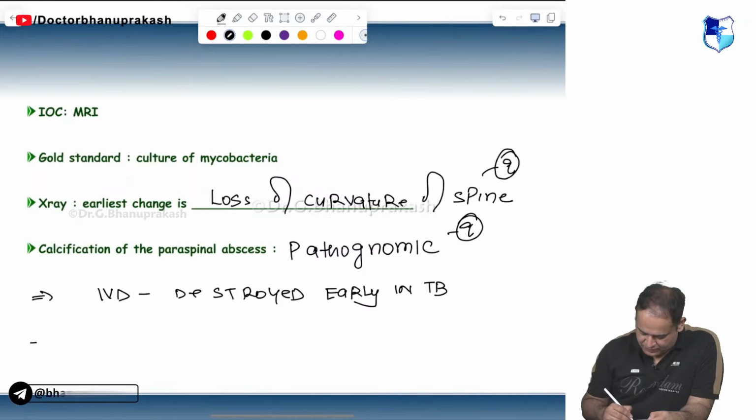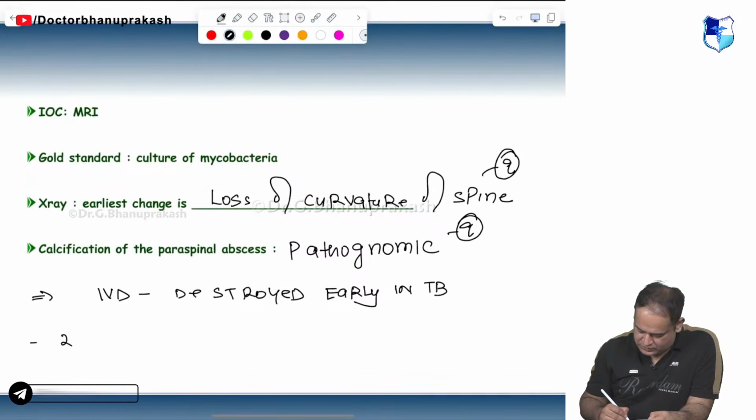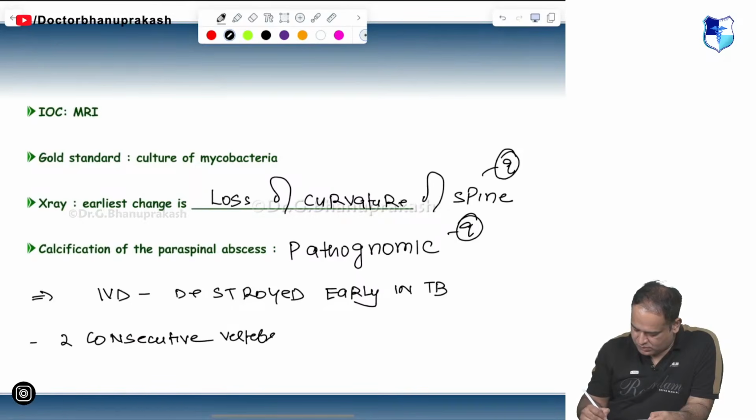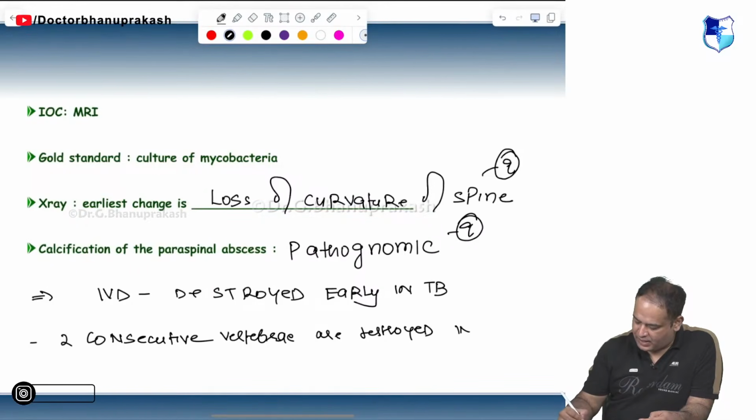On X-ray, you see two consecutive vertebrae are destroyed. Two consecutive vertebrae are destroyed in tuberculosis.